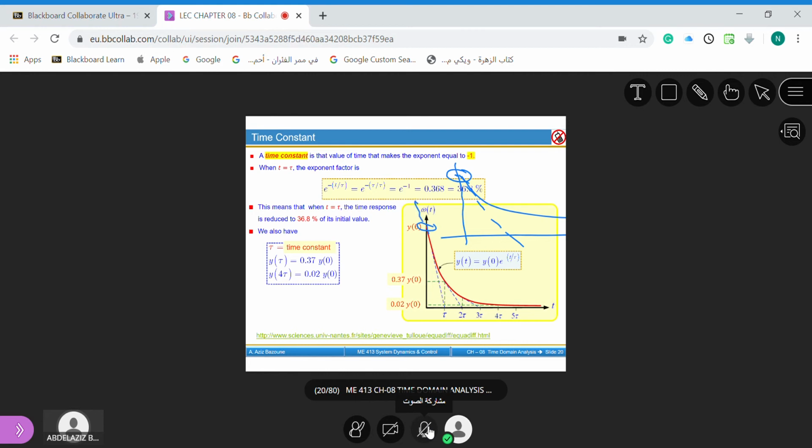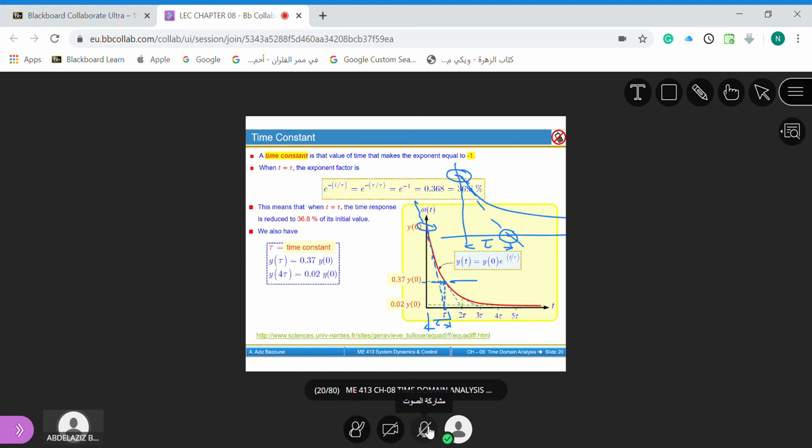The tangent line here, when it reaches here, it means this one is tau. From here to here is the value of tau. Well, Shabab, this is the value of tau. If you now draw a perpendicular line, it crosses the response y at a point.